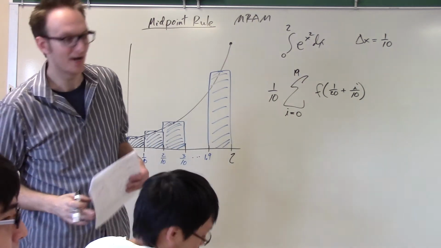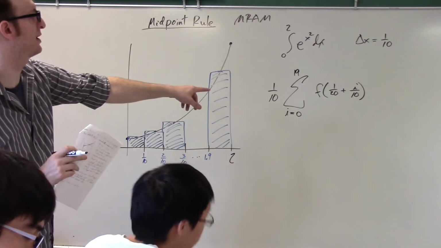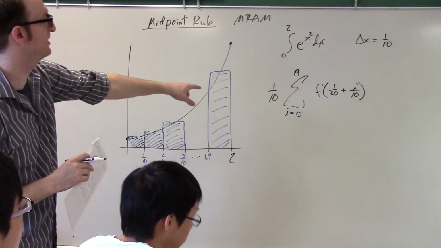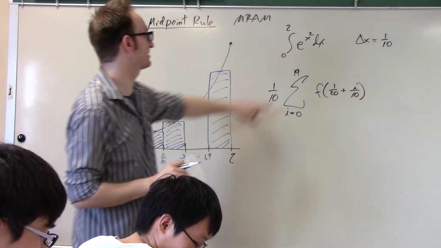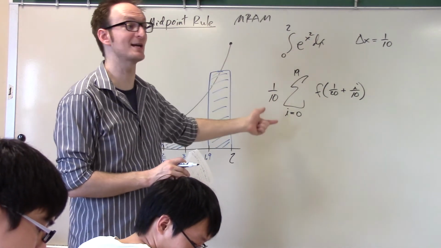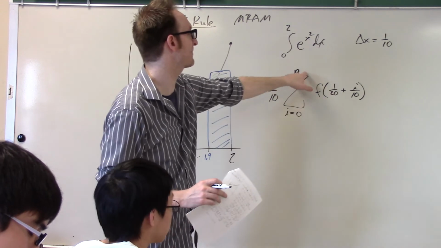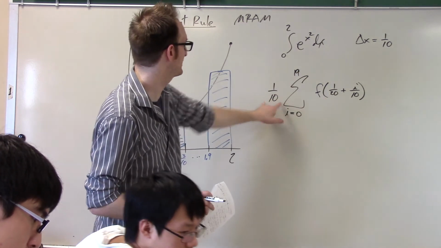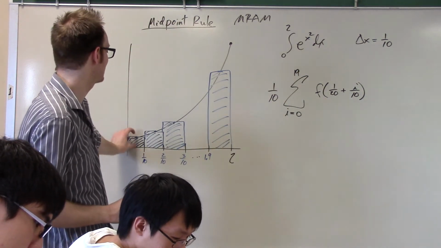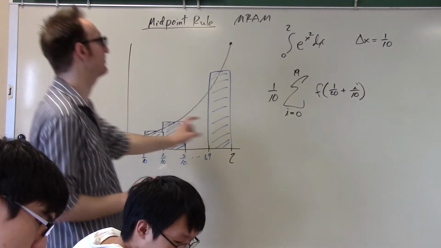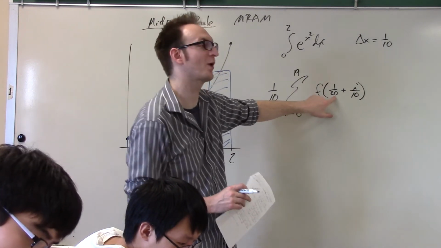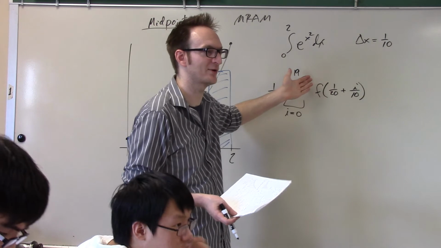Do you guys see what he just did? He said, all right, look, this is a bunch of rectangles. How many of them? 20 of them. Let's start counting at 0 and stop counting at 19. The width of each rectangle is going to be 1/10, but the height of the rectangle is now going to be offset by 1/20th. It's not so hard, right?